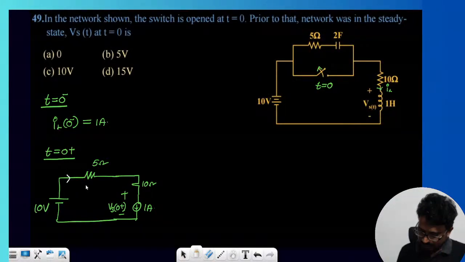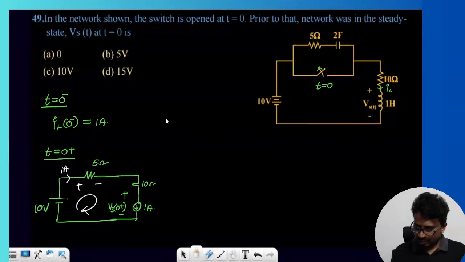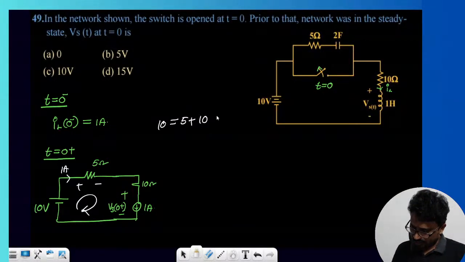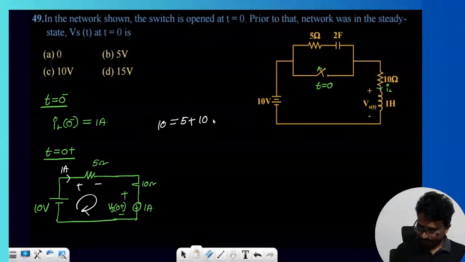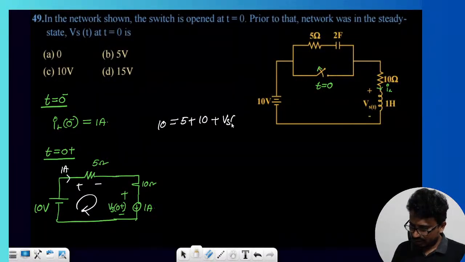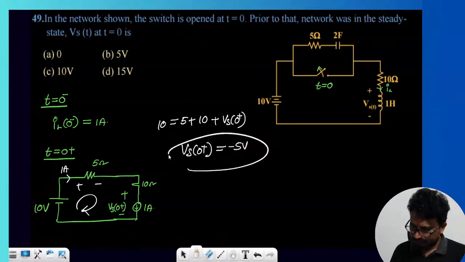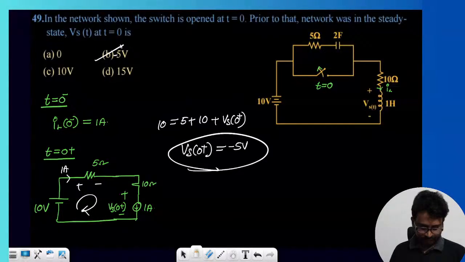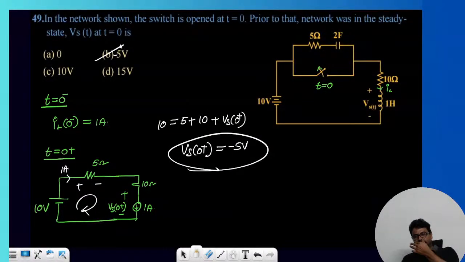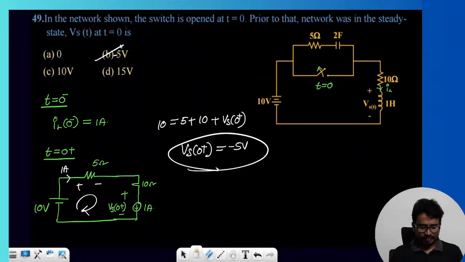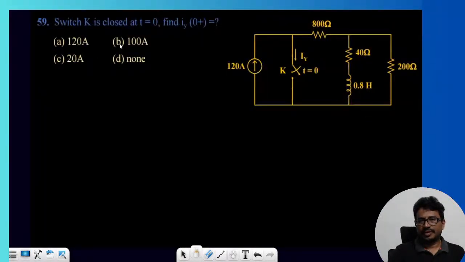Right. So this current is equal to 1 ampere. Then we can apply KVL. So you tell me, 10 equals 5 plus 10, plus Vs of 0 plus. Then Vs of 0 plus will come to be minus 5 volts. Yes, minus 5. Okay. Next one.